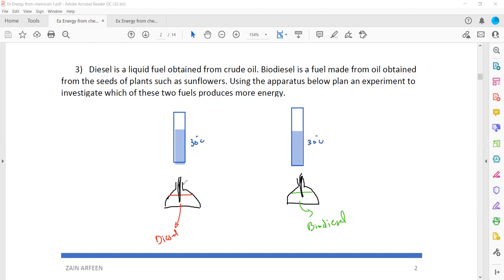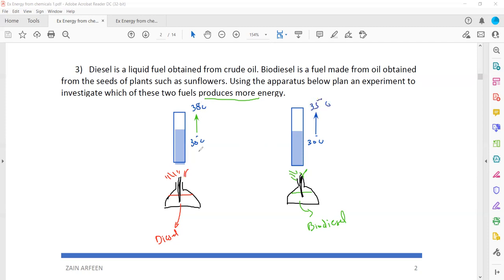Then we burn them. We burn diesel and biodiesel, both will produce heat energy. How can we identify which fuel produces the most energy? The one which shows a greater change in temperature. For example, when we burn diesel the temperature changes from 30 to say 38. But when we burn biodiesel, the temperature changes from 30 to 35.